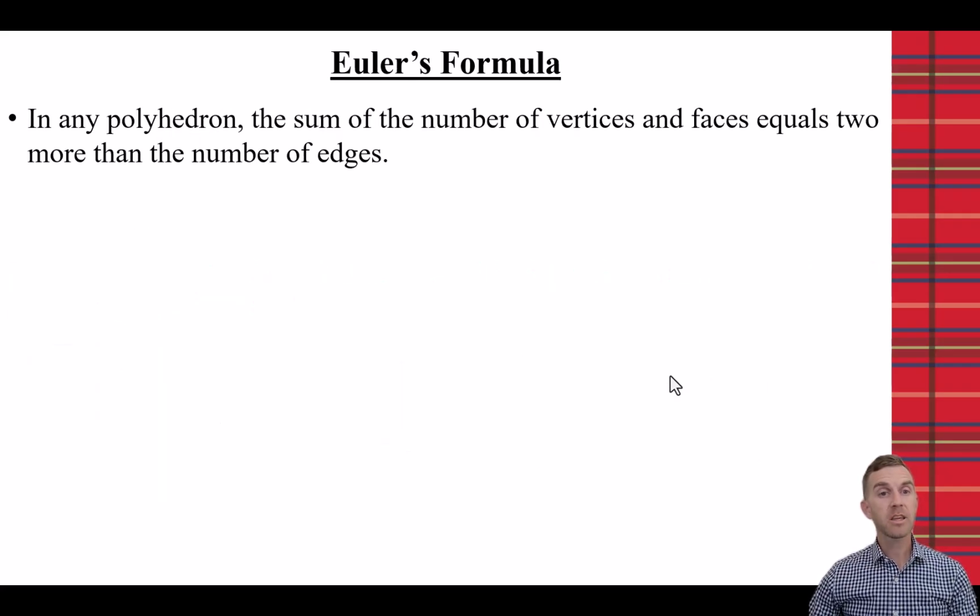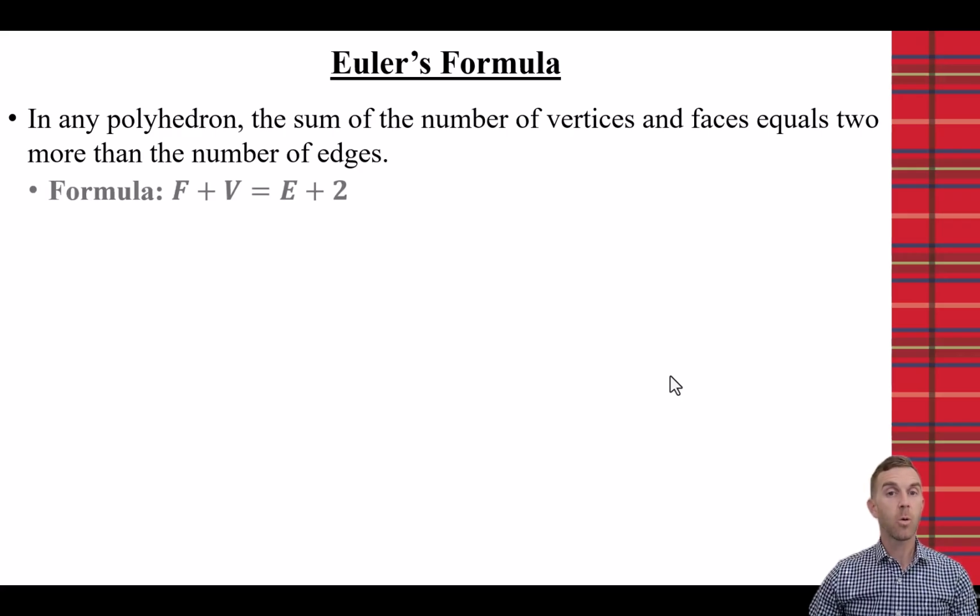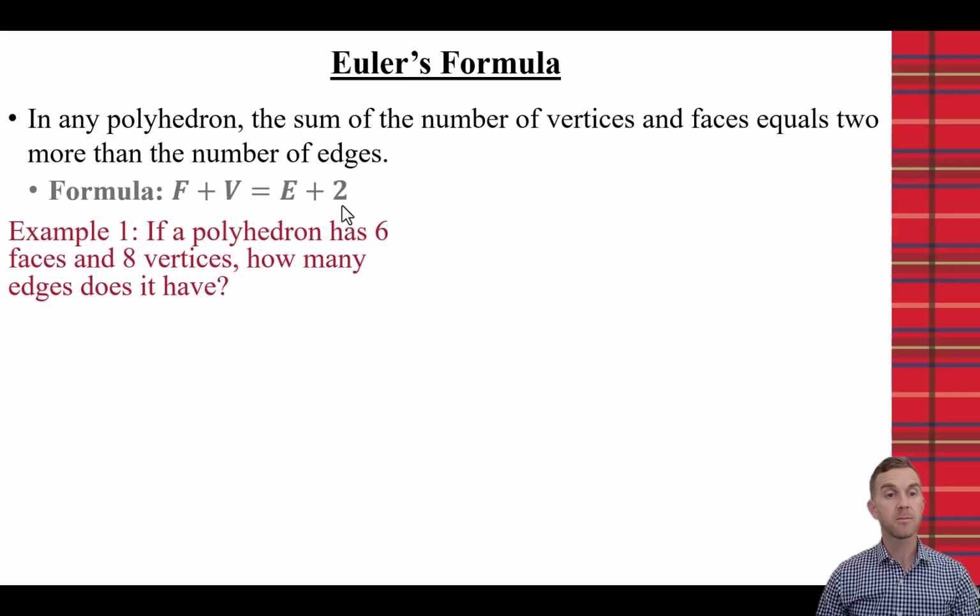Now, when we have a polyhedron, what we know is that we can actually calculate the vertices, the faces, or the number of edges if we have 2 of those 3 pieces of information. Because what Euler determined was that the number of faces plus the number of vertices equals the number of edges plus 2. So we substitute the 2 values we have and find the third.